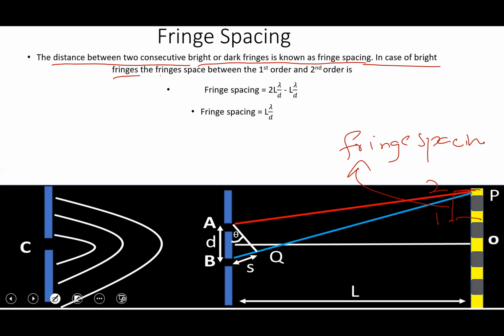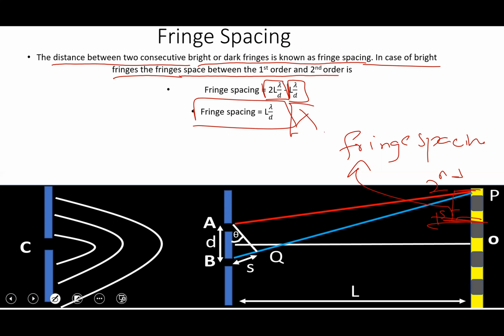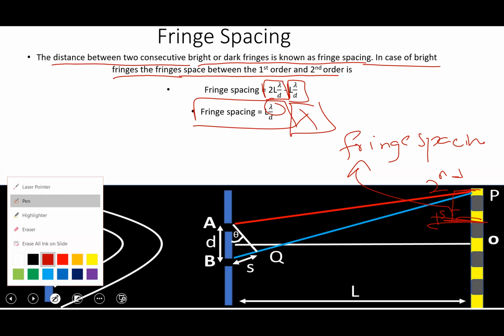In case of the bright fringe, the fringe spacing between first order and second order, this is the first order fringe, and this is the second order fringe. So let us put the values from the previous equation. It will be 2L lambda divided by D minus L lambda divided by D. Now, if we subtract them, we'll get the value of L lambda divided by D. That means the difference between them is going to be L lambda divided by D, because L over D is a constant value. It doesn't change throughout the experiment. So lambda will basically be the difference between the two fringes.